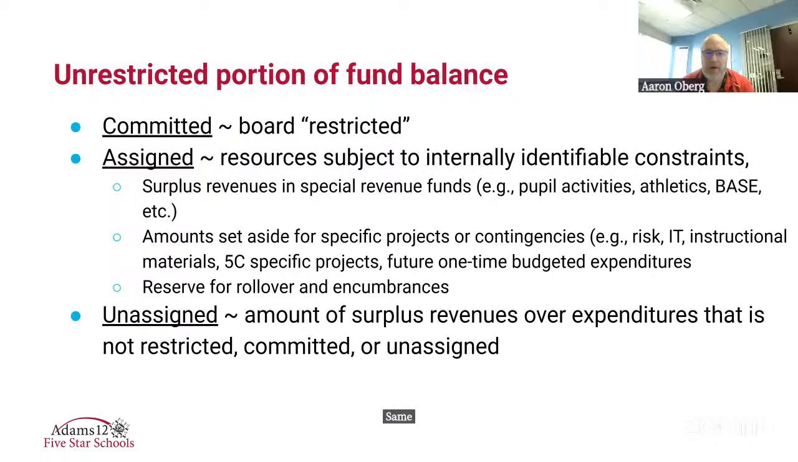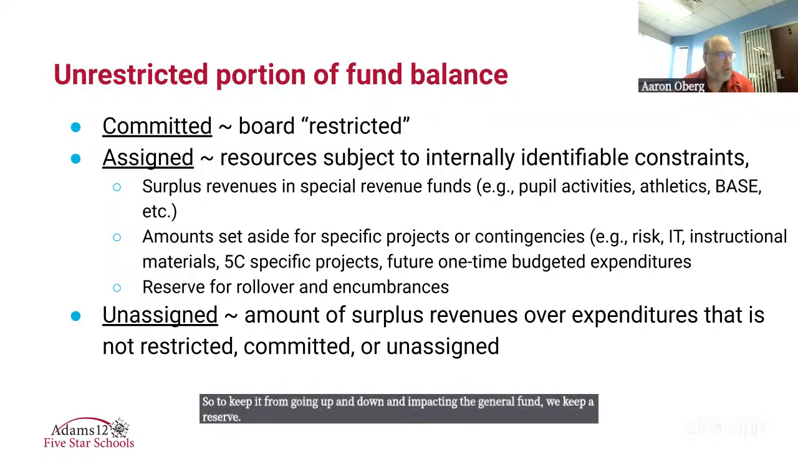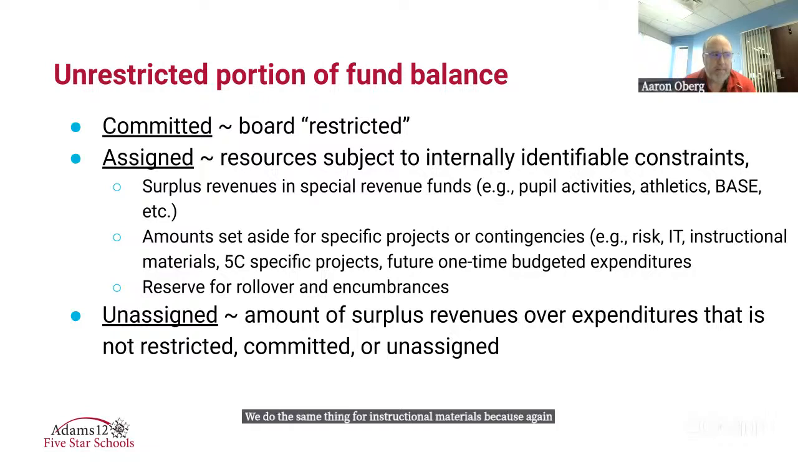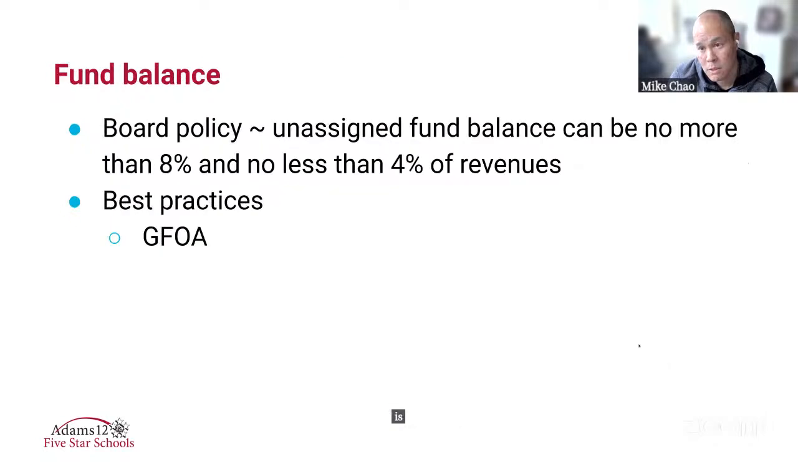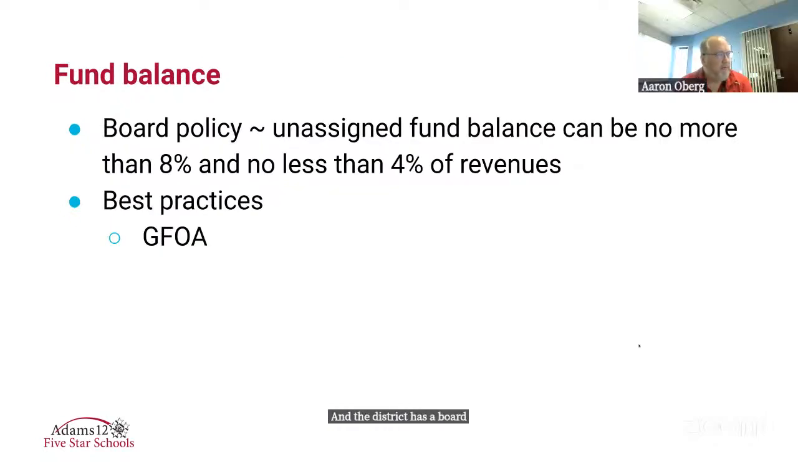Same thing with IT. We don't normally spend the same amount of funds on IT every year. So to keep it from going up and down and impacting the general fund, we keep a reserve. We do the same thing for instructional materials because again, we don't buy or adopt curriculum every year. So we want to protect against those ebbs and flows of those expenditures. And then we would say whatever is left is unassigned. And the district has a board policy that unassigned fund balance can be no more than 8% and no less than 4% of revenue. And that is what we think about today.